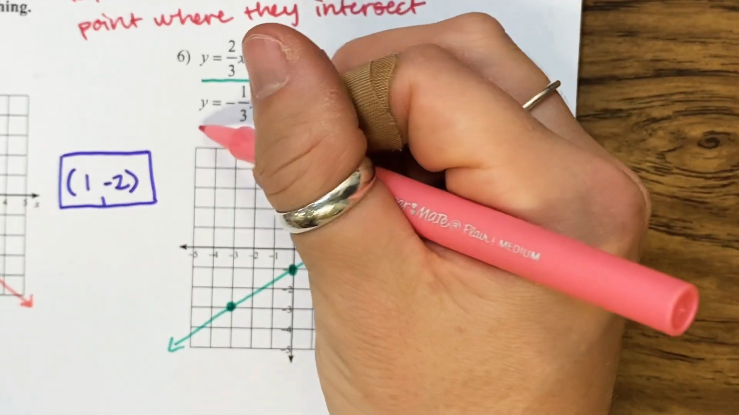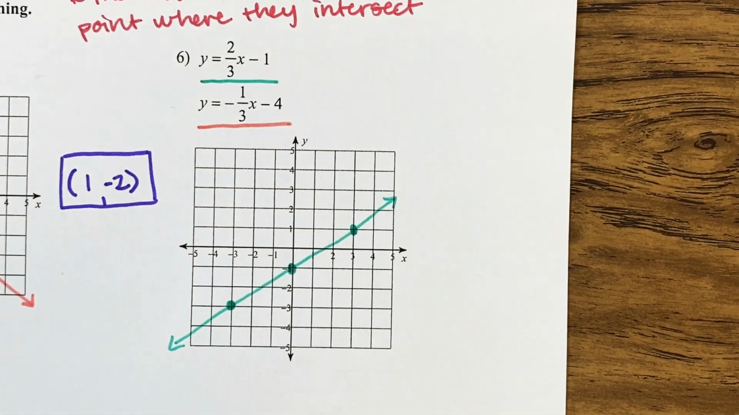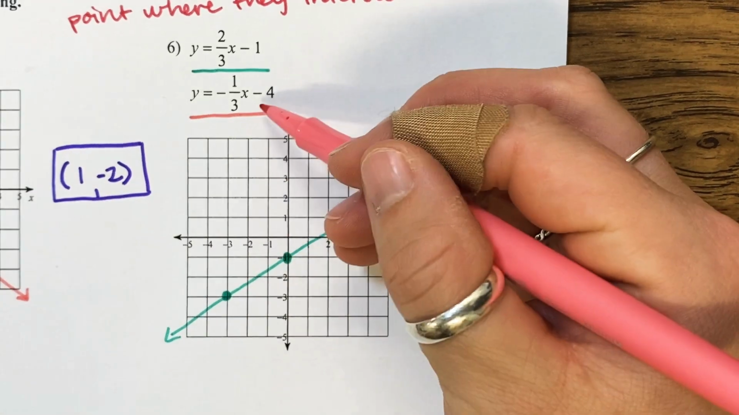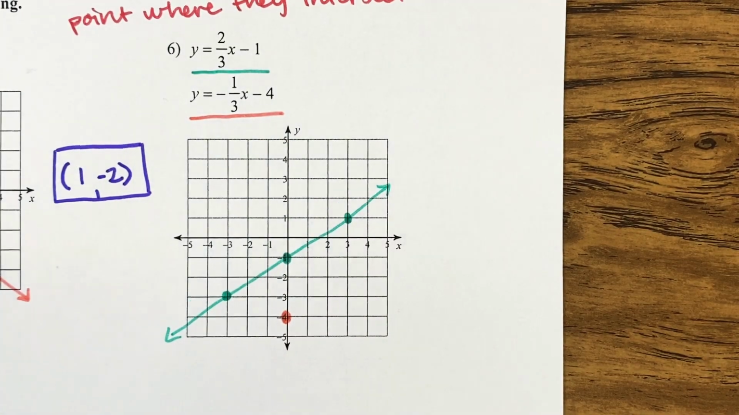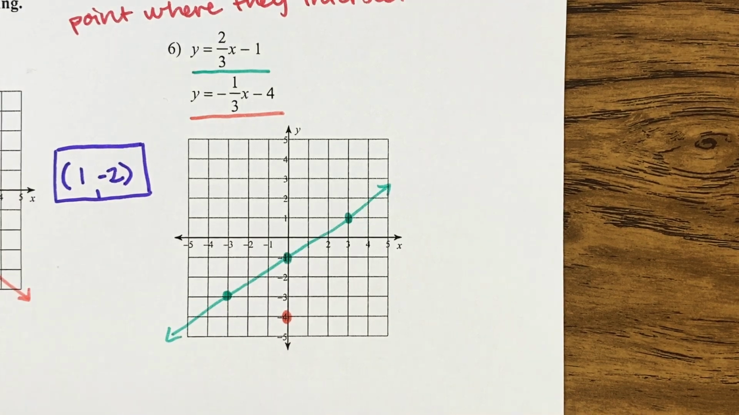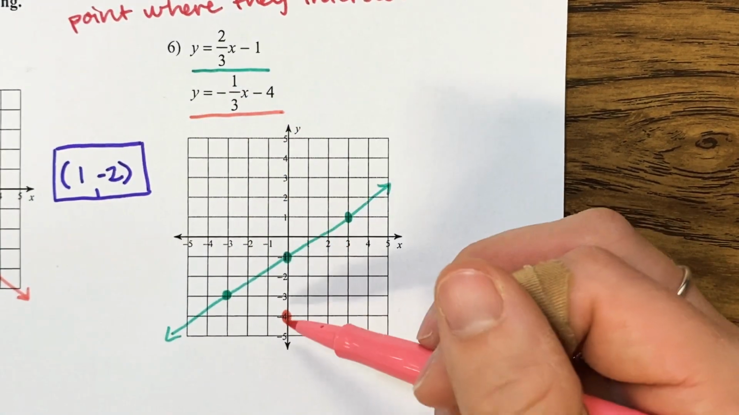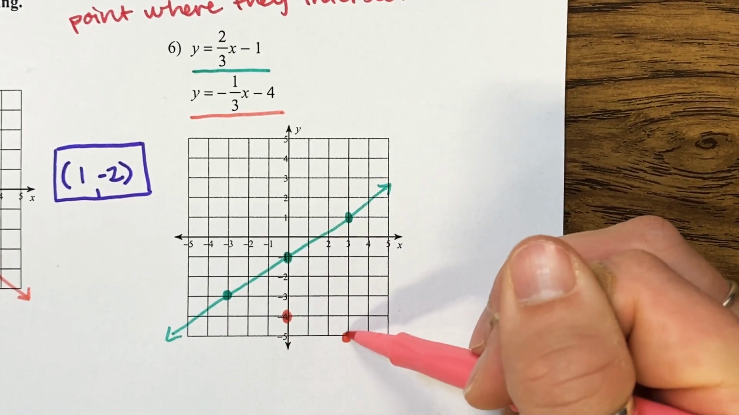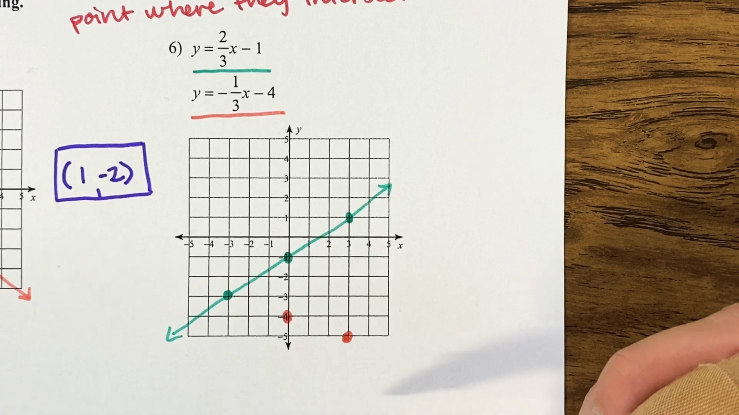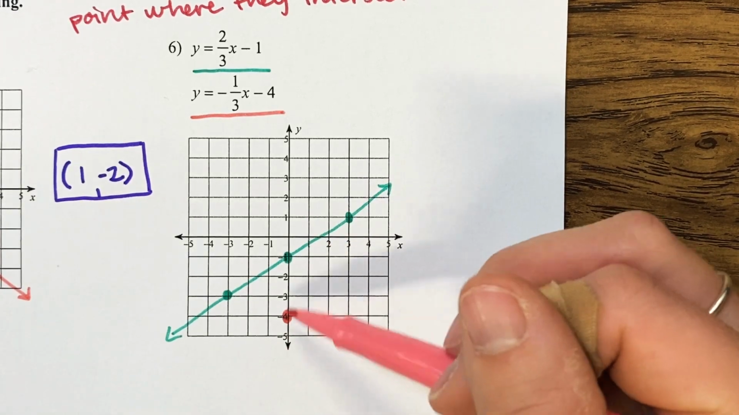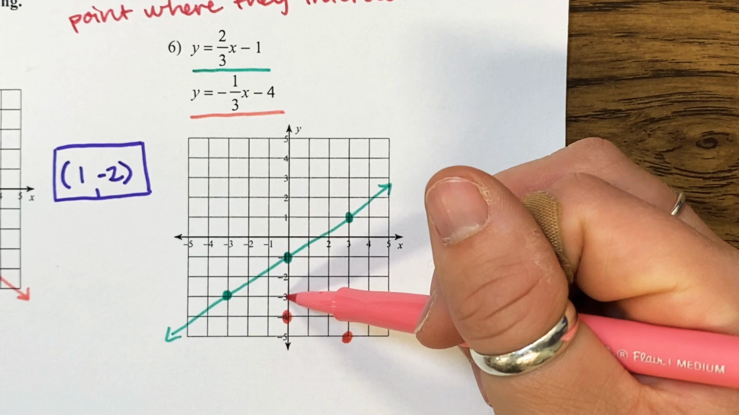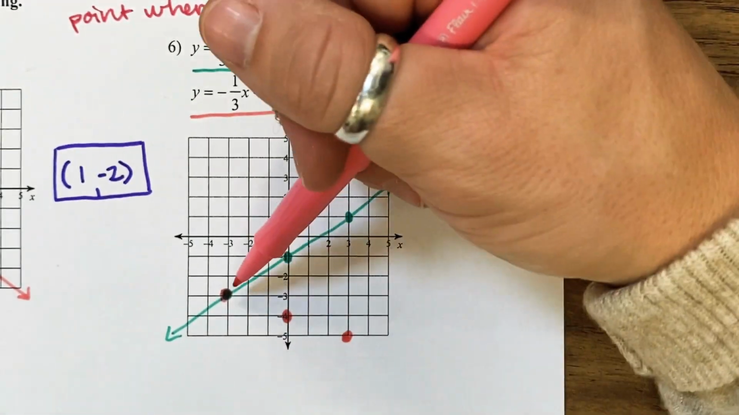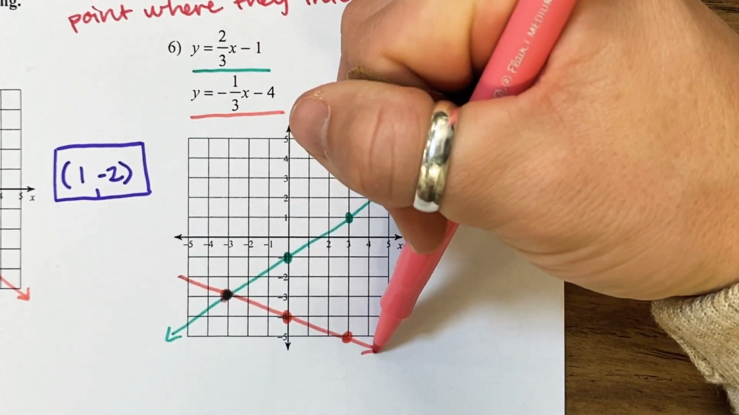Now let's graph our pink equation. What is my y-intercept for my pink equation? -4, right? The number without an x. And then what is my slope? It's going to be -1/3. So we're going to go down 1 and over 3. Have we found a point that connects yet? No. So this is where going backwards really helps, because we can go up 1 and now backwards 3, which, boom, gives us our point where they intersect.